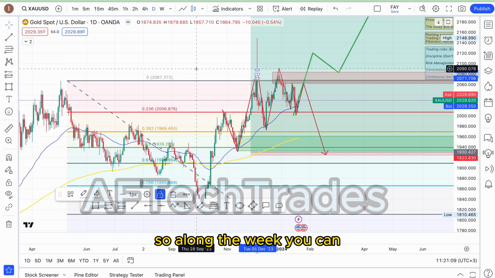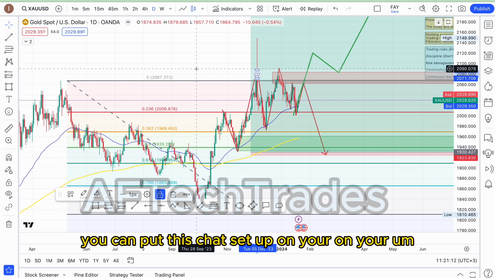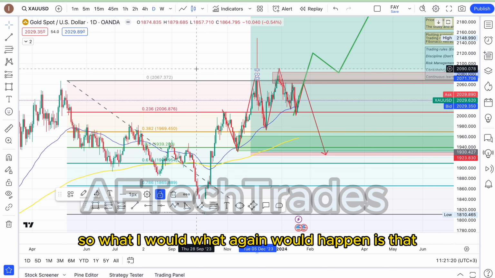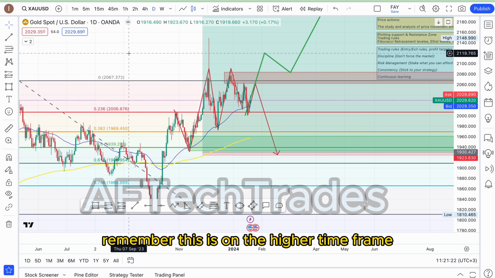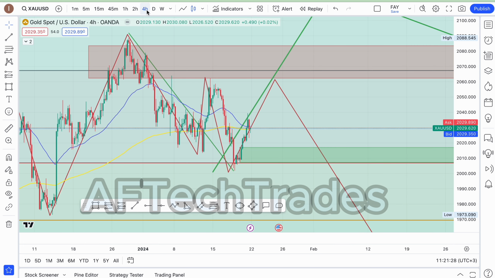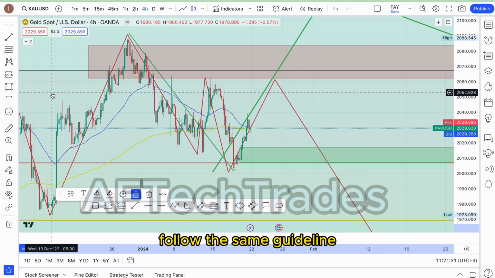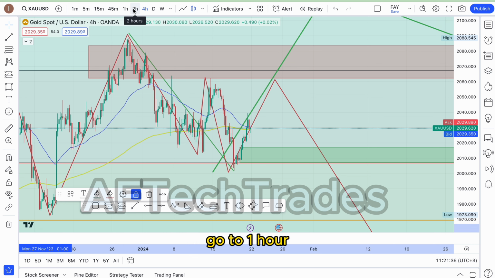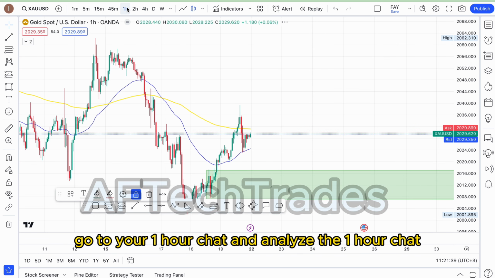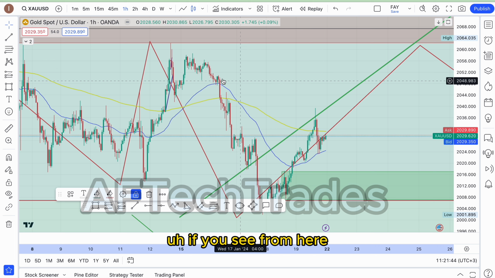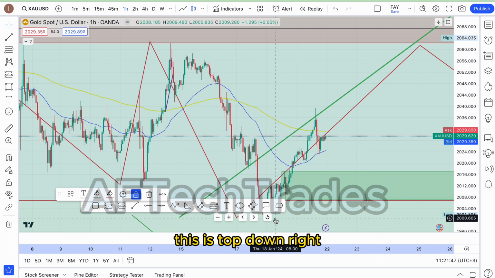So along the week, you can put this chart setup on your test environment. Remember, this is on the higher time frame, which we confirm entry from the 4 hours time frame. You can also do a similar setup, follow the same guideline, and place a similar setup on the lower time frame. Go to 1 hour. Go to your 1 hour chart and analyze the 1 hour chart. If you see from here, this is top down, right?